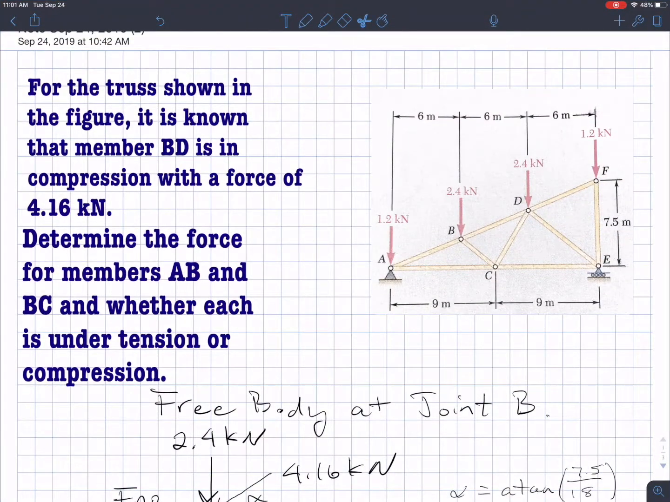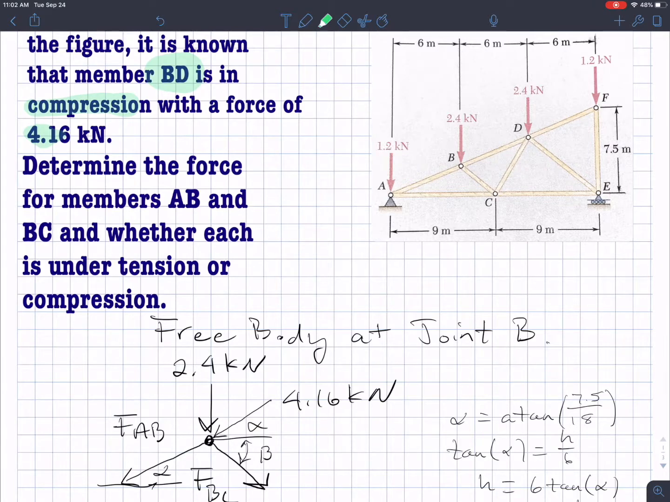Okay, here's a review problem for exam 1 where you're given a truss as shown in the figure, and then you're given something about the truss. In this particular case, we know that the force in member BD is in compression, and we know its value. Okay, so from there, I want to know the force for members AB and BC.